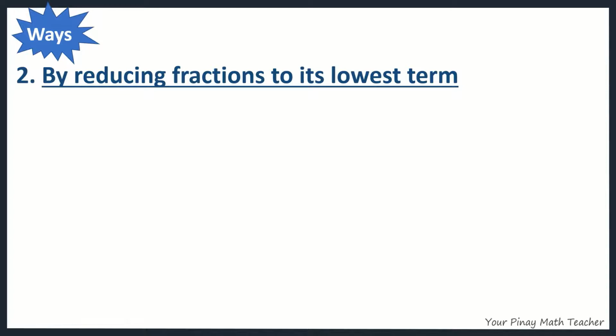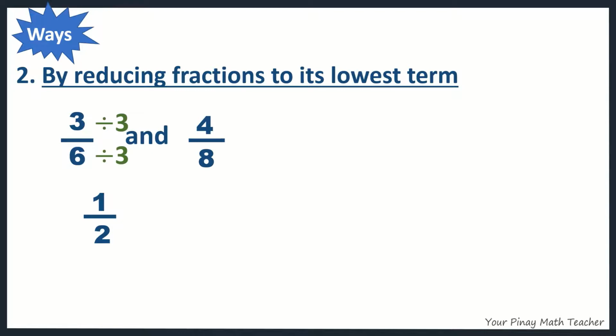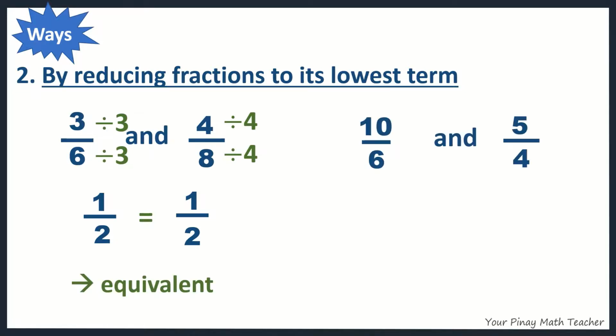To reduce a fraction, you simply divide both numerator and denominator by the same number. For example, 3/6 and 4/8. 3 and 6 can still be divided by 3. So 3/6 is reduced to 1/2. 4/8 can be divided by 4. 4/8 becomes 1/2. Since the lowest terms are the same, then 3/6 and 4/8 are equivalent.